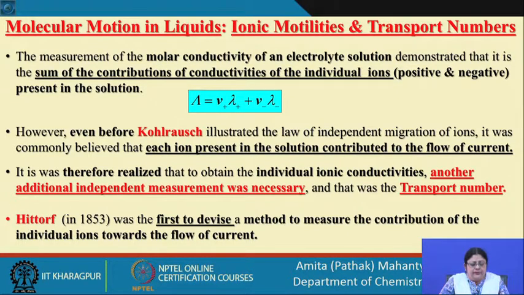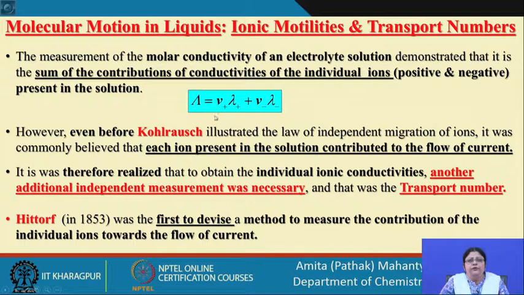Again, even before Kohlrausch illustrated this independent migration of ions, it was commonly believed that each ion present in the solution contributes to the total current that is flowing. So, what we have here is from Kohlrausch's law. From Kohlrausch's law, the molar conductivity of the total electrolyte will be the sum of the contributions of the individual ions present in the solution.